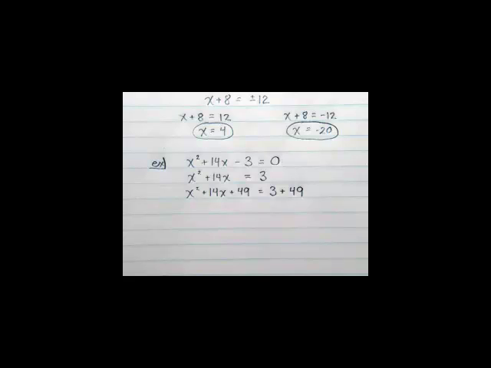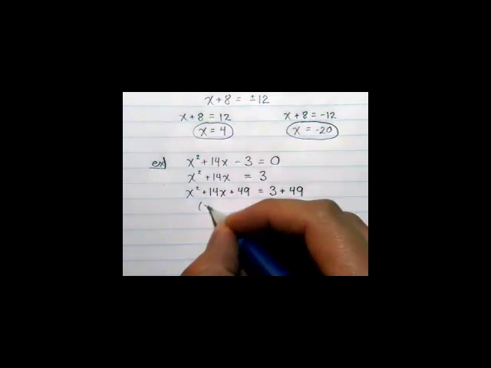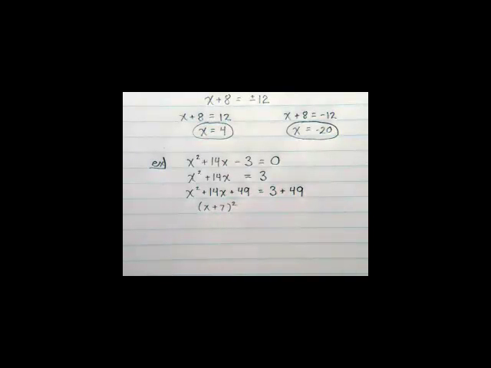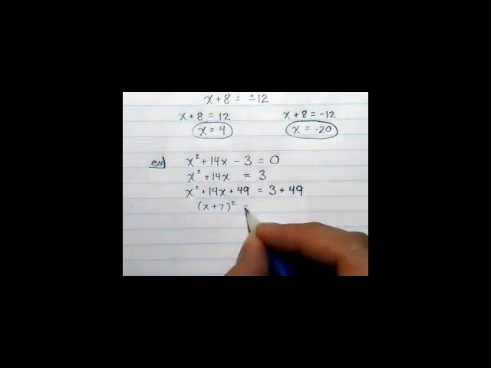Let's have somebody different this time. Gonna mix it up a little bit. Mm-hmm. So x plus 7 squared, right? Because half of 14 is 7, equals 3 plus 49, which would be 52.